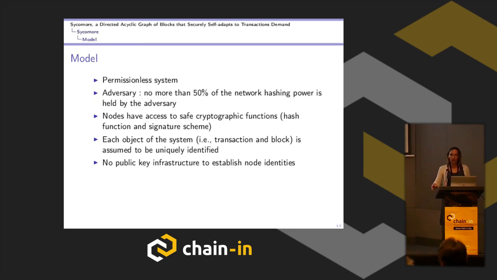So we adopt exactly the same model as in Bitcoin, meaning that we assume a permissionless system. We assume that the adversary doesn't own more than 50% of the network computational power. We assume that nodes have access to safe cryptographic primitives. We also assume that each object, transaction, and block has a unique identifier. And finally, we assume that we don't have any public key infrastructure.